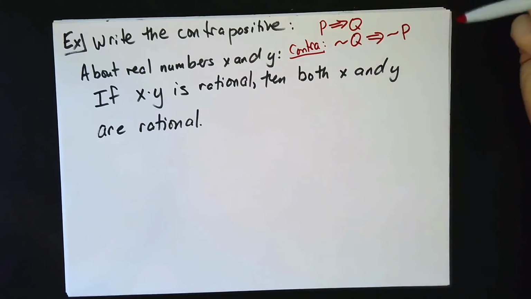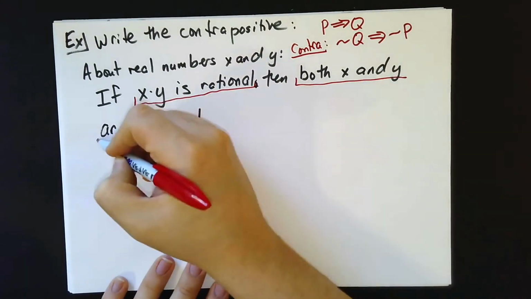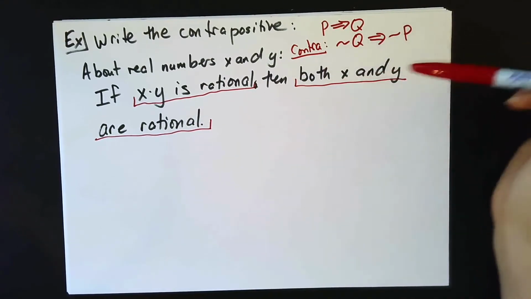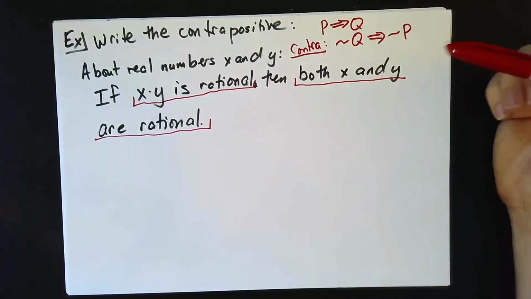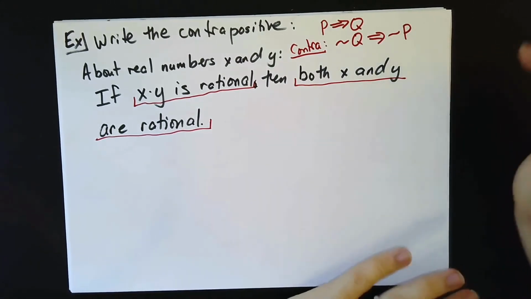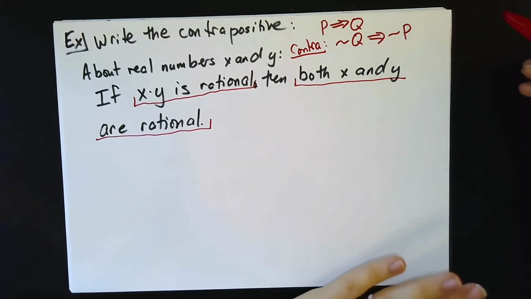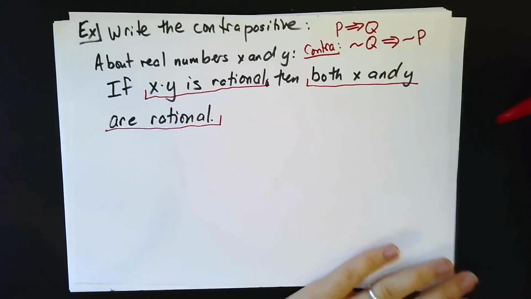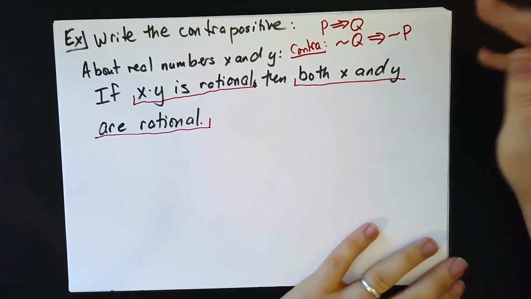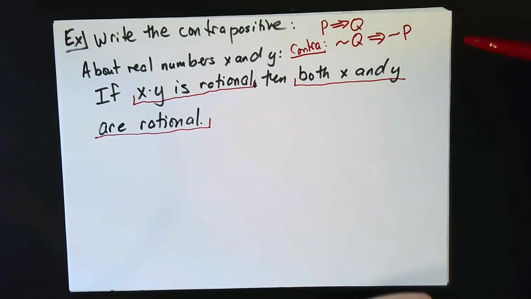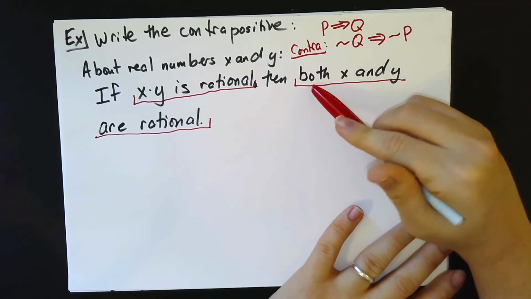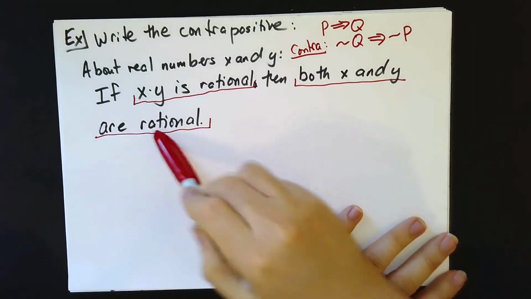Okay, so we need to do the flippy part first. So I need to start with the then part, and I need to negate both x and y are rational. And please, please, please do not write something like both x or y are irrational, because I don't even know what that means. So I have to think really carefully about what the negation of both x and y are rational is.